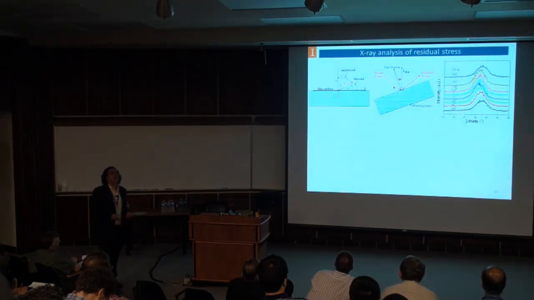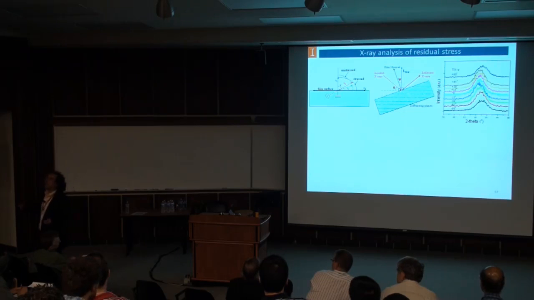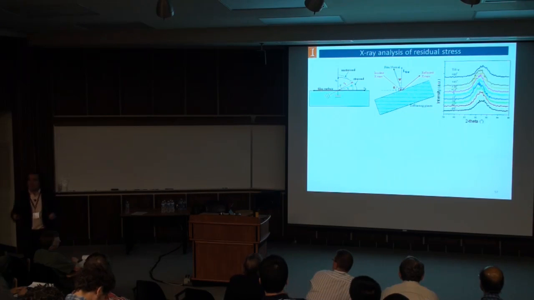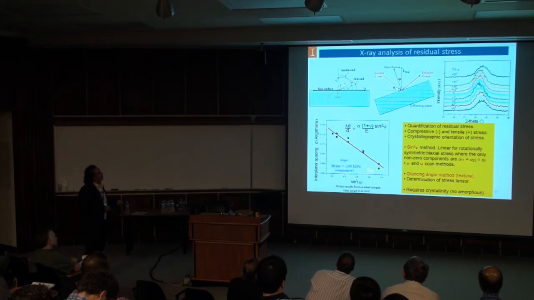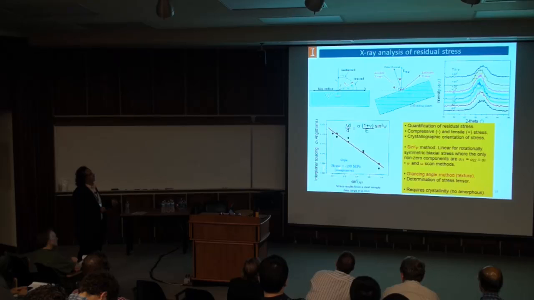It's very simple. Remember your old 2θ omega scan that we talked about? The same thing you do, but you do it tilted. You tilt the sample back and forth, and if you have a stress, the peak is going to show at different locations. Then, if you are lucky, you get a simple equation where, based on the slope, you can get the stress.